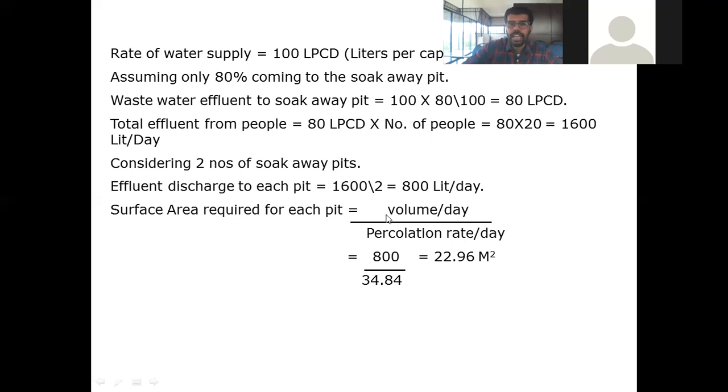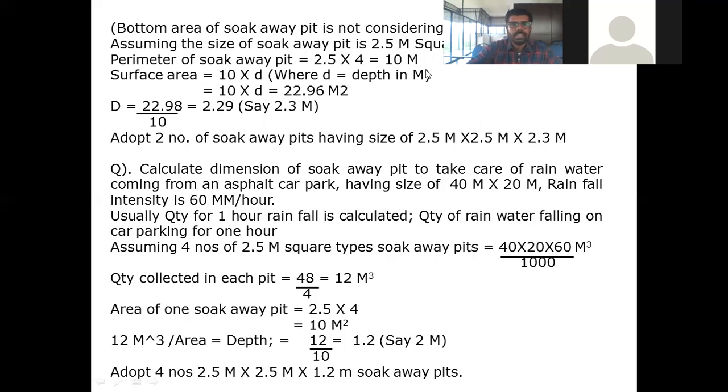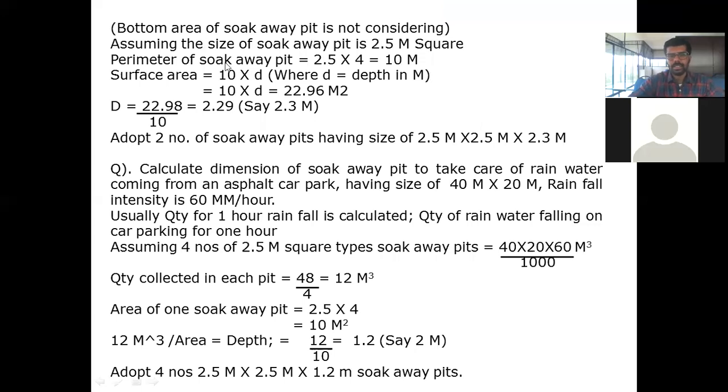Now we are going to find out the dimension. The bottom area of the soak away pit is not considered here when finding the surface area. So assume the size of the soak away pit is a width of 2.5 meters square. Just assume the width and length of a square soak away pit of 2.5 meters. We need to know the depth.